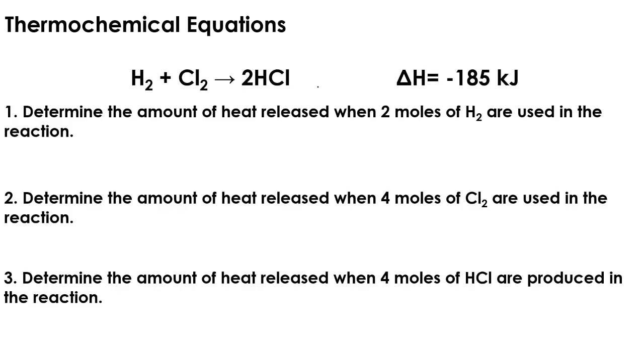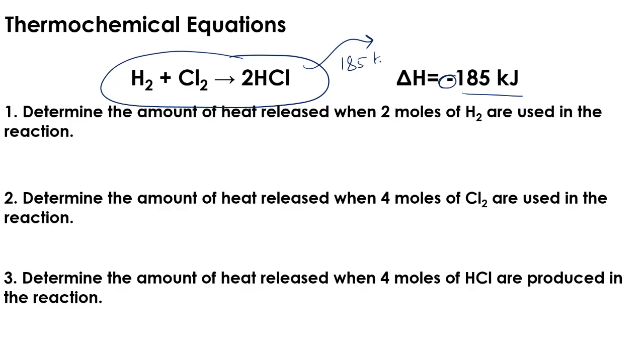This time it's a real thermochemical equation. So here H2 plus Cl2 producing 2HCl. Delta H is equal to negative 185 kilojoules. So here delta H is negative. So therefore, in this reaction, energy is released. And again, the energy that is released from the reaction is this one, 185 kilojoules. And then the energy is released in the form of heat.